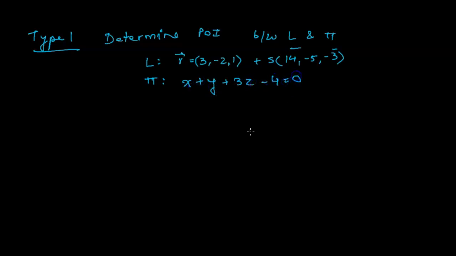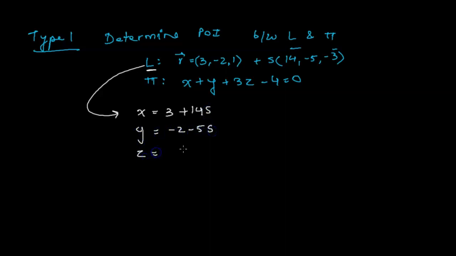For any calculations where line or plane equations are given in vector form, the best way is to first change it to parametric form. So we will change this line equation into parametric form. It would be x = 3 + 14s, y = -2 - 5s, and z = 1 - 3s. We will call this plane equation number 1.